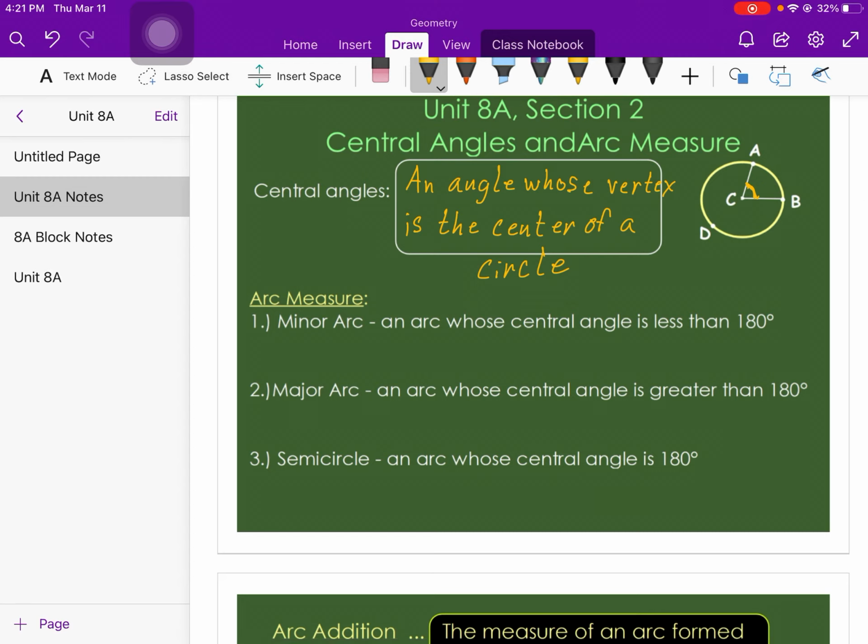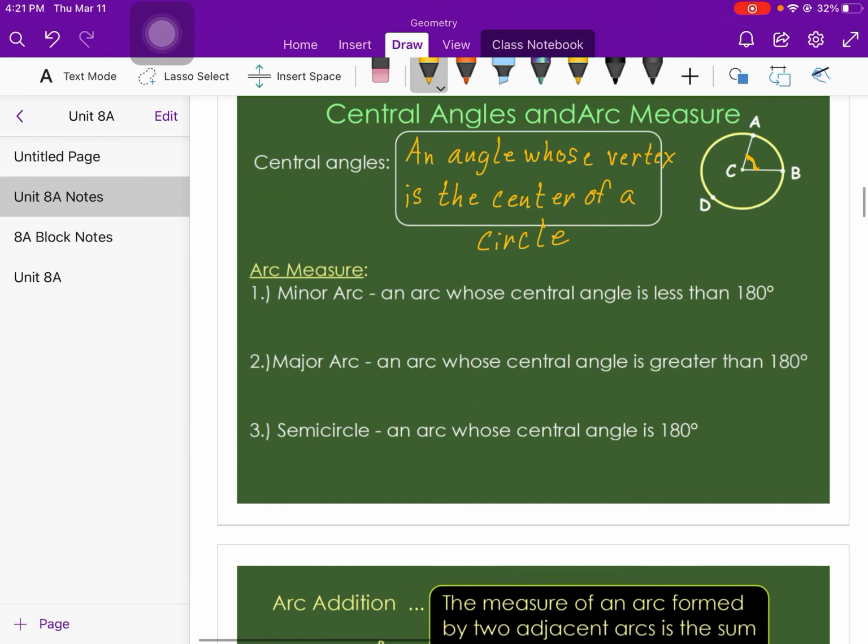We have the minor arc. That's an arc whose central angle is less than 180 degrees. We have the major arc, which is an arc whose central angle is greater than 180 degrees. And then we have a semicircle, which is a half circle, an arc whose central angle is exactly 180 degrees.